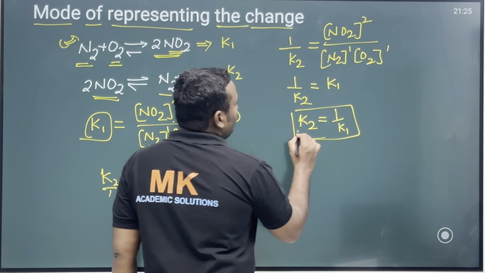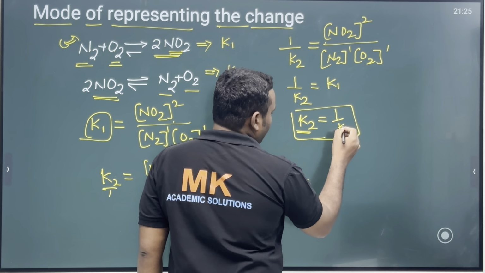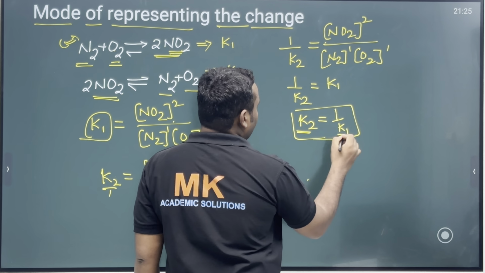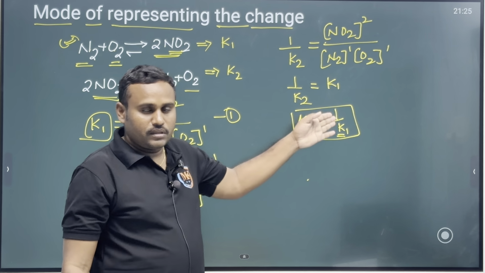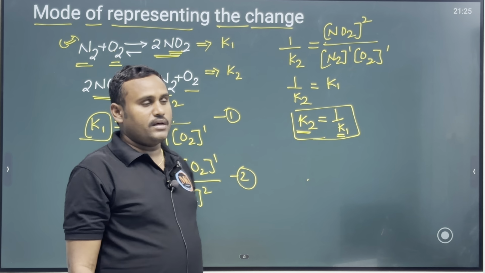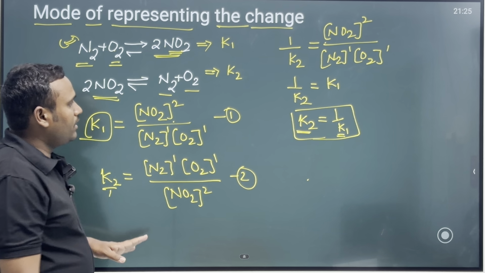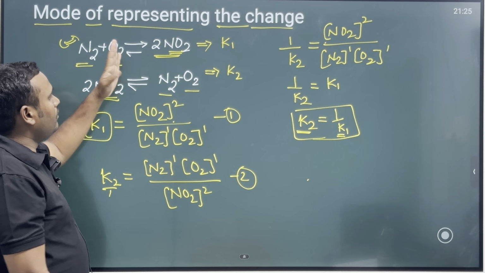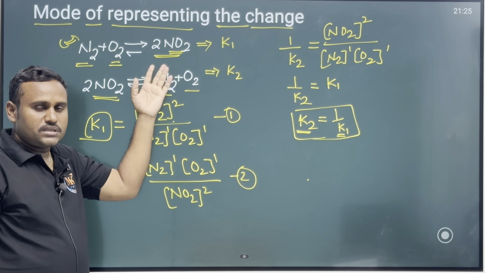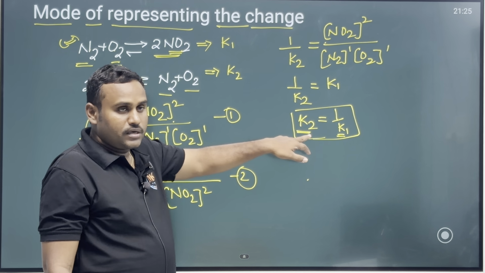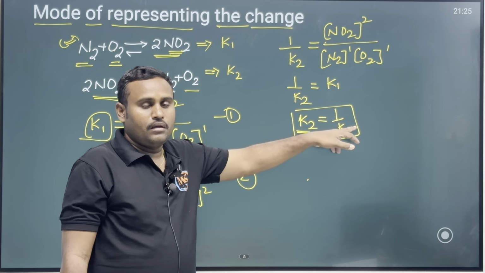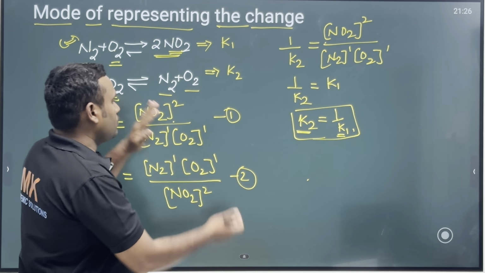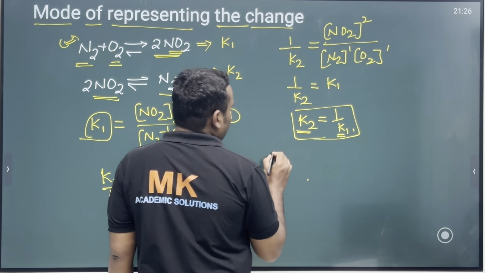So here, the new equilibrium constant is equal to 1 by the old equilibrium constant, which means the old equilibrium constant will come in the denominator. Simply what you remember here: when you inverse the reaction, the new equilibrium constant is equal to 1 by the old equilibrium constant.